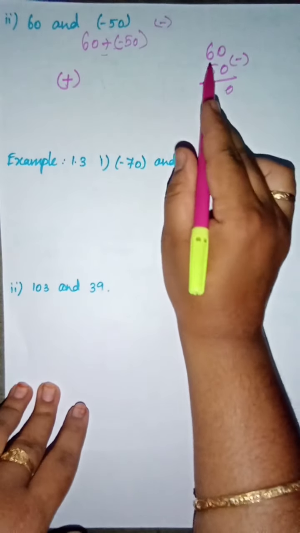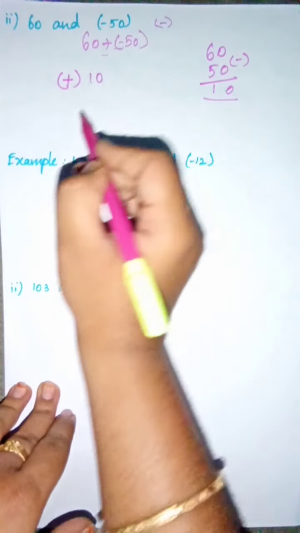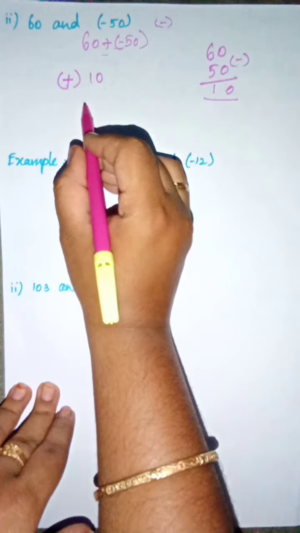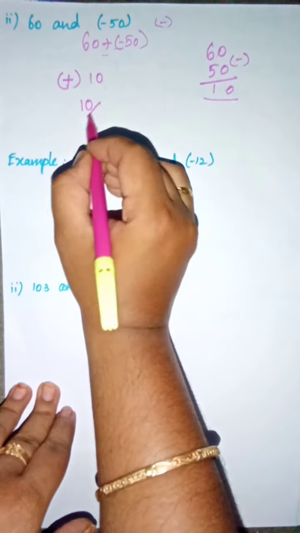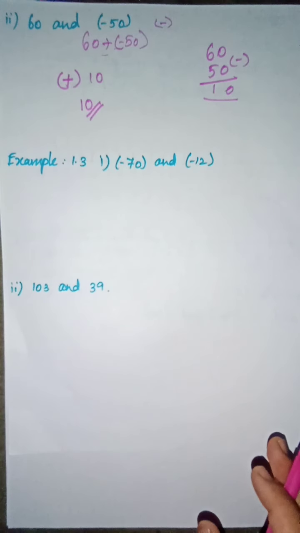0 0 6 minus 5, that is 1. So our answer will be 10. Here it is plus, which means we can simply write it as 10 alone. Can you understand example 1.2? There are two sums, and both types of sums are the same. Okay, next, example 1.3.